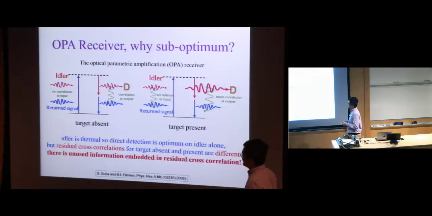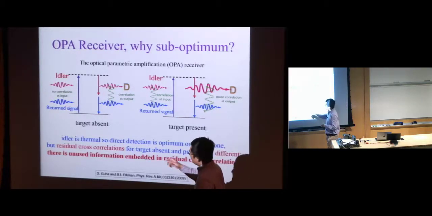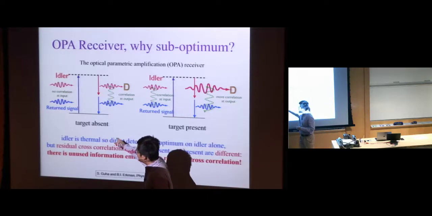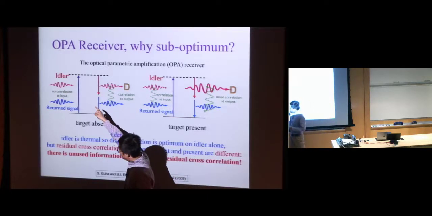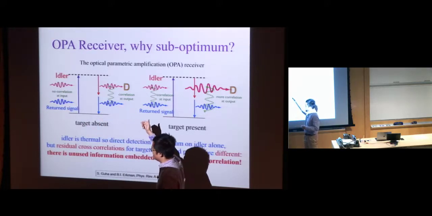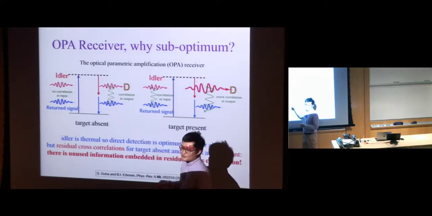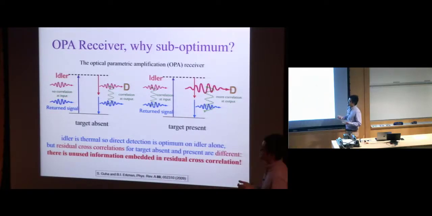And we thought we got the answer, and the answer is that if the target is absent, the reference and your return signal go through this nonlinear process, but this process is going to create some correlation between your output reference and your output signal arm.